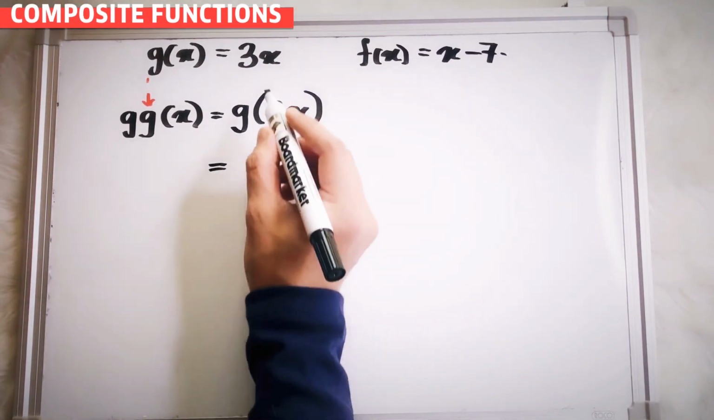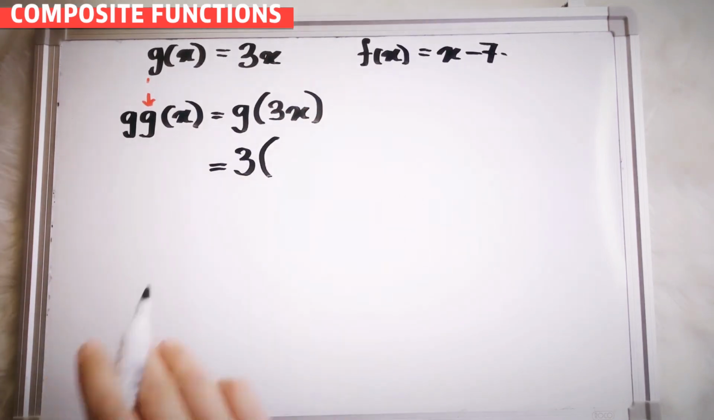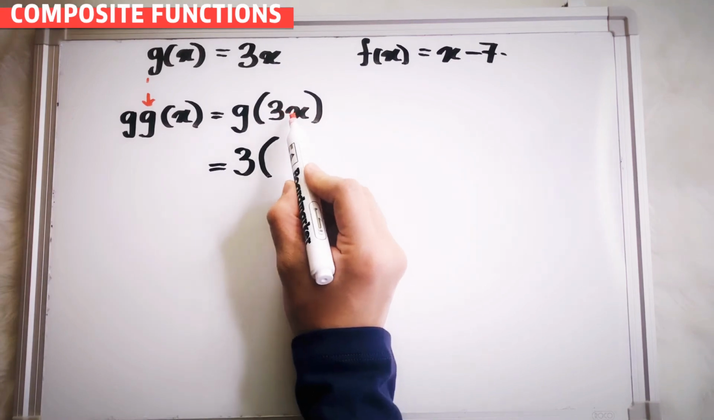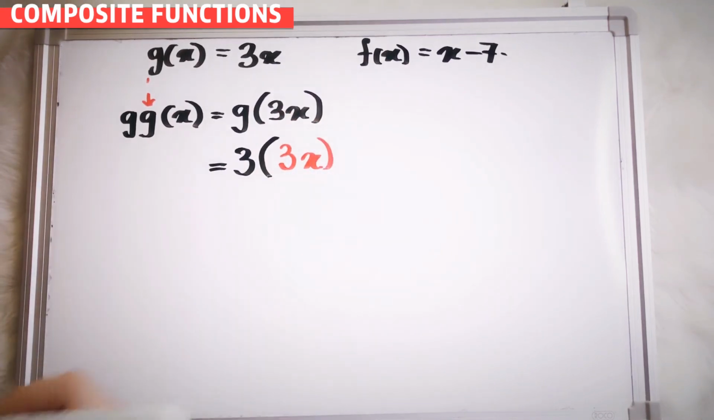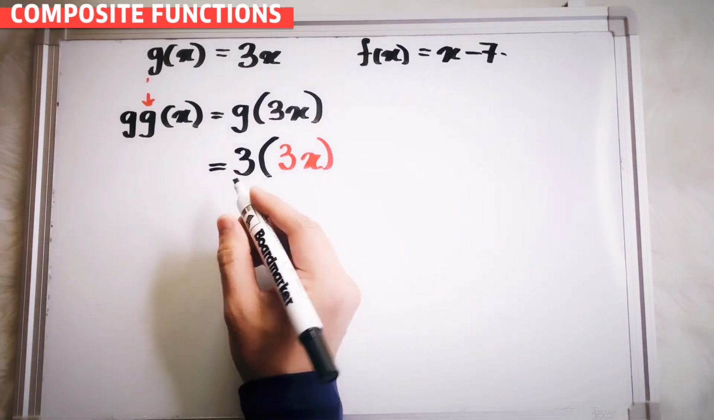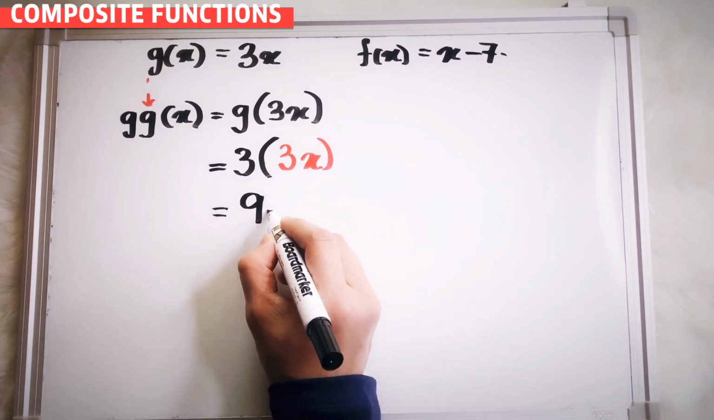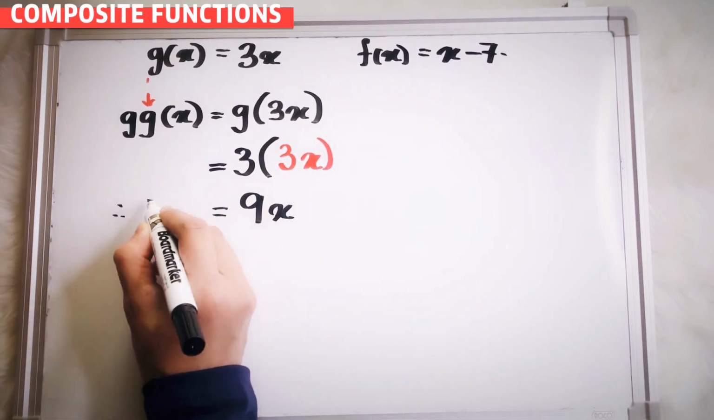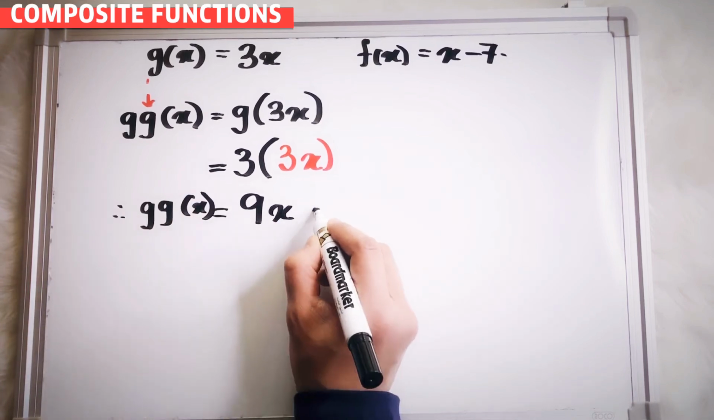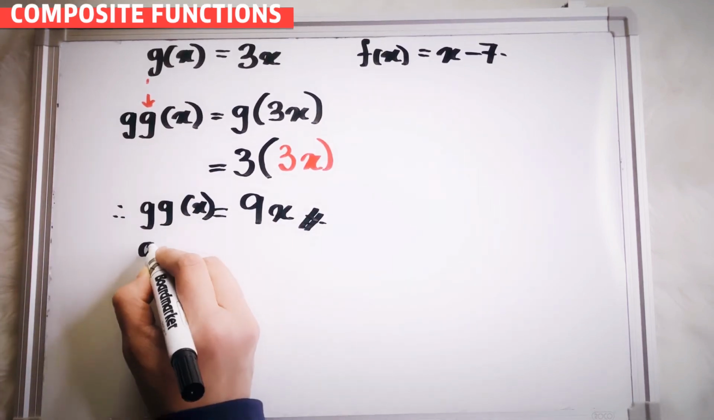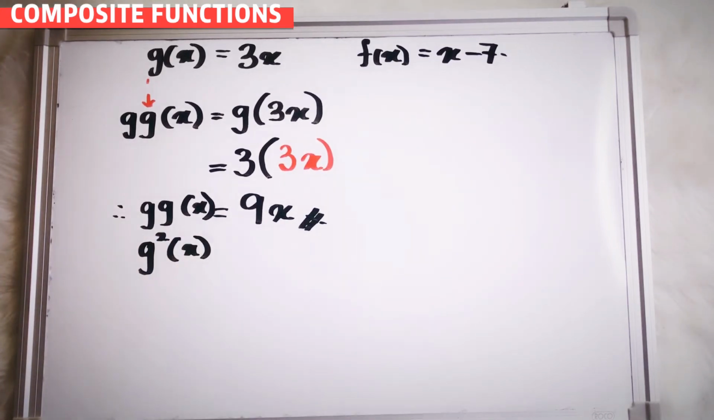Now our g function is 3x, correct? Okay, put 3 first. 3, and our x now is this one. So put here 3x. So we expand. 3 and 3 is 9x. So your g(g(x)) is 9x. Or you can also put g square x. It's the same also. Alright?